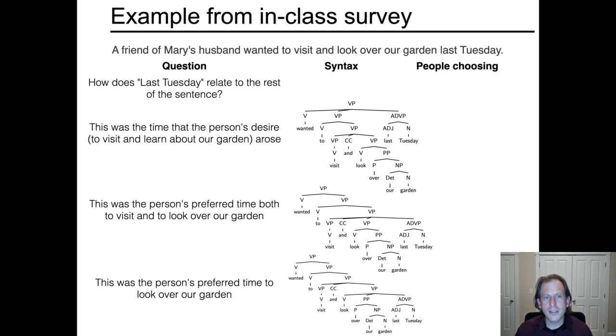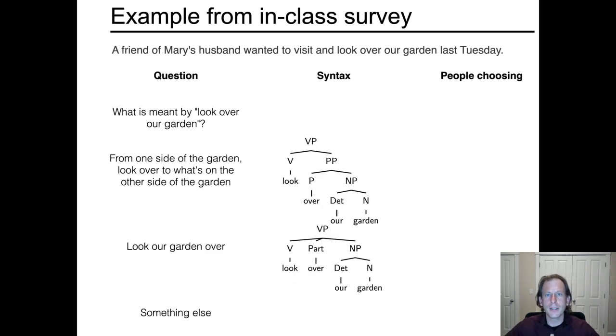Third, how does "last Tuesday" at the end of the sentence relate to the rest of the sentence? This is interesting. There are three options here. It could be when the person's desire arose. In this case, it goes with the verb phrase that has "wanted" in it. It could be the time that was preferred to visit and look over the garden, in which case the adverbial phrase would go inside the "visit and look over our garden" phrase. Or it could be just the desired time of looking at the garden, in which case it would go in this lowest verb phrase. And in this case, once again, almost 3/4 of people chose the second option here. Finally, we have the question, what is meant by "look over our garden"?